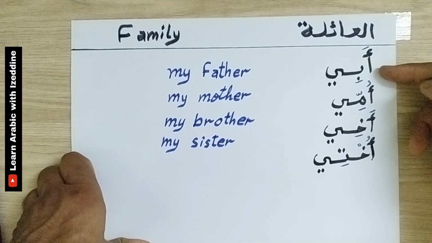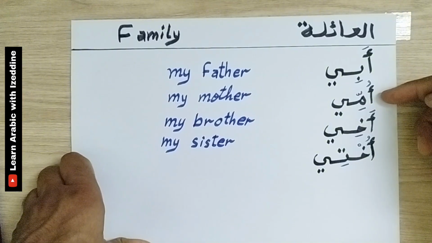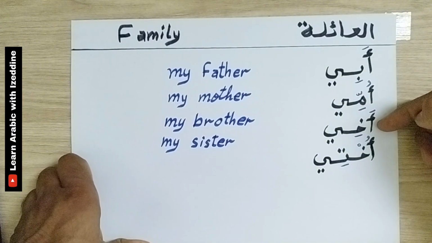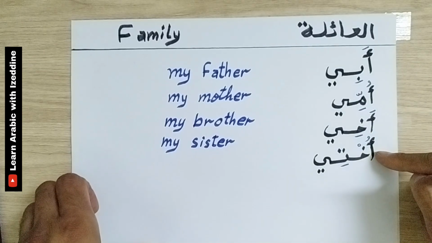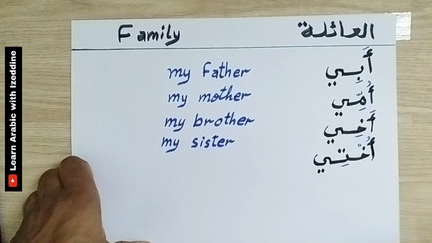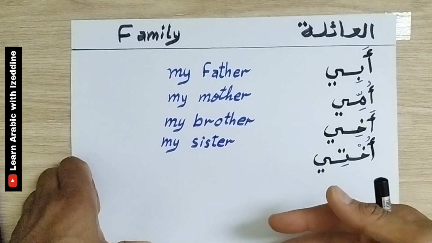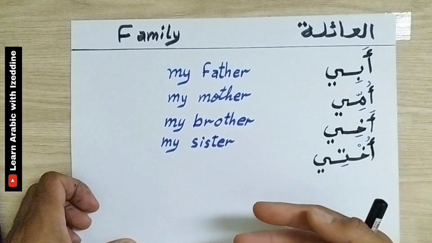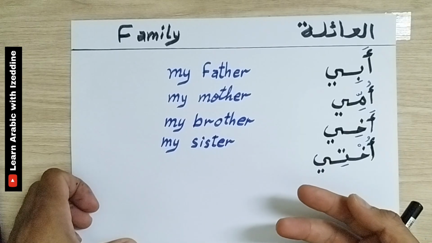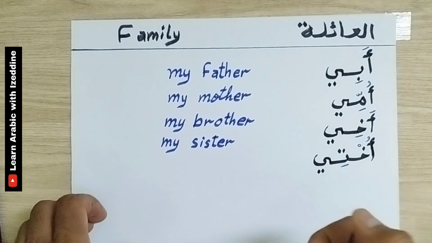Abi. Yes. Ummi. Good. Akhi. Ukhti. That's great. Now how to say I love my family, my father, my mother, my brother, and my sister.